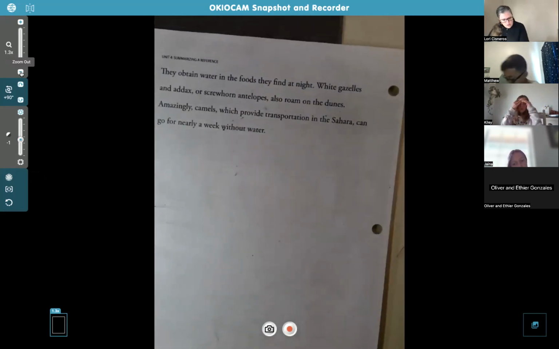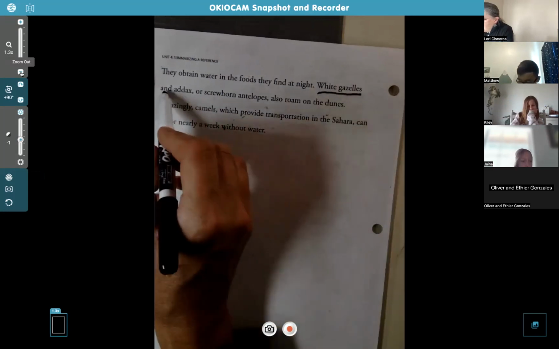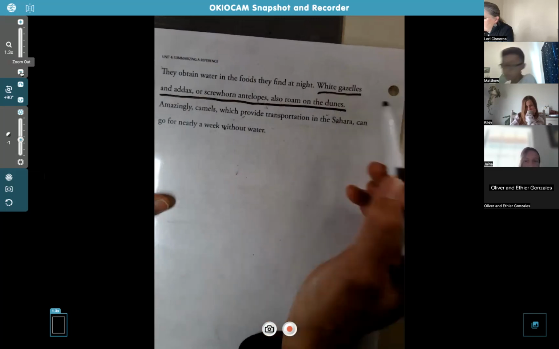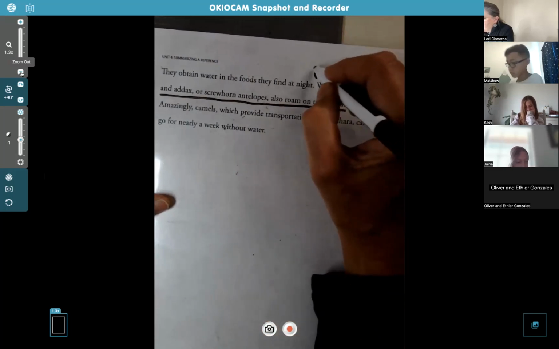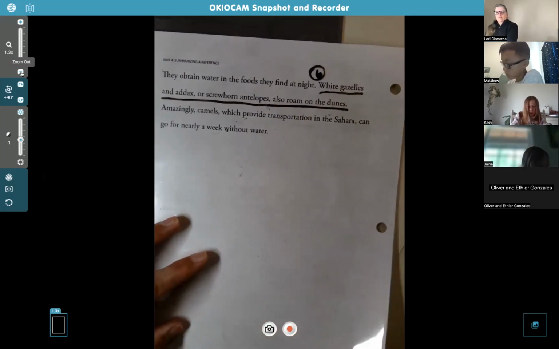And on the back, it's talking about more animals right here: white gazelles, addax, and then these screwhorn antelopes. They also roam on the dunes. This is going to be number 6 on the back.